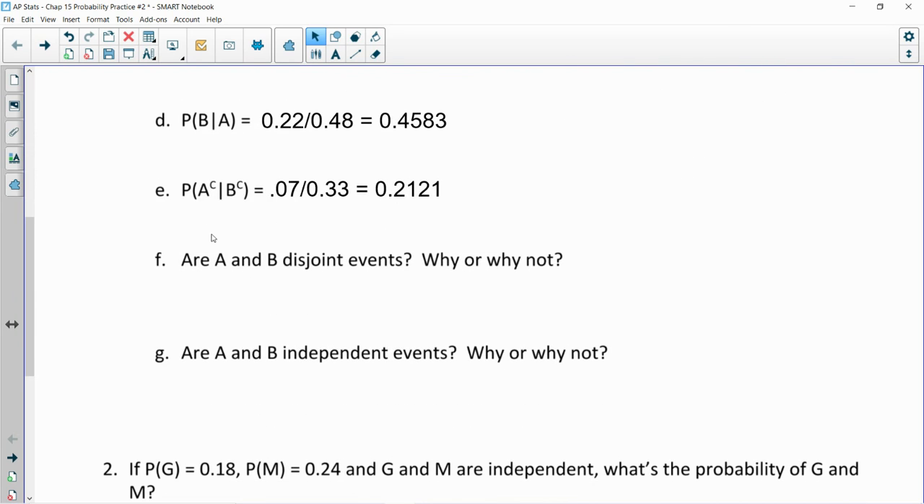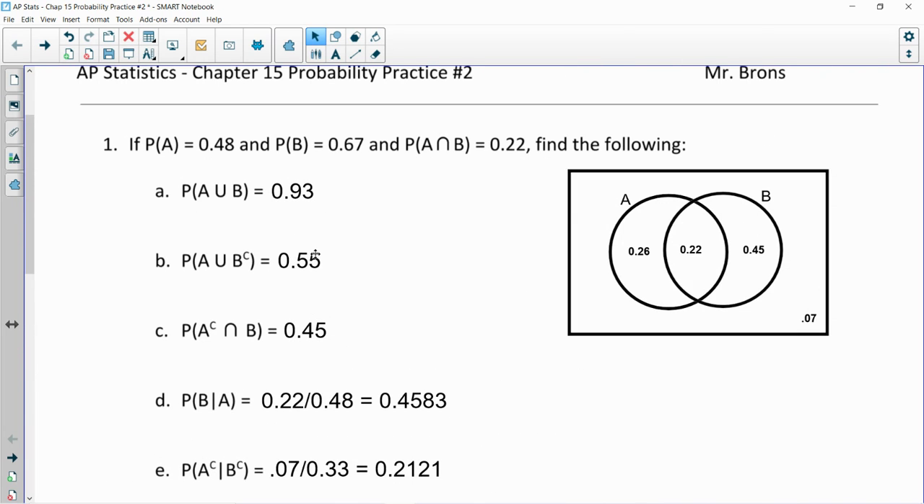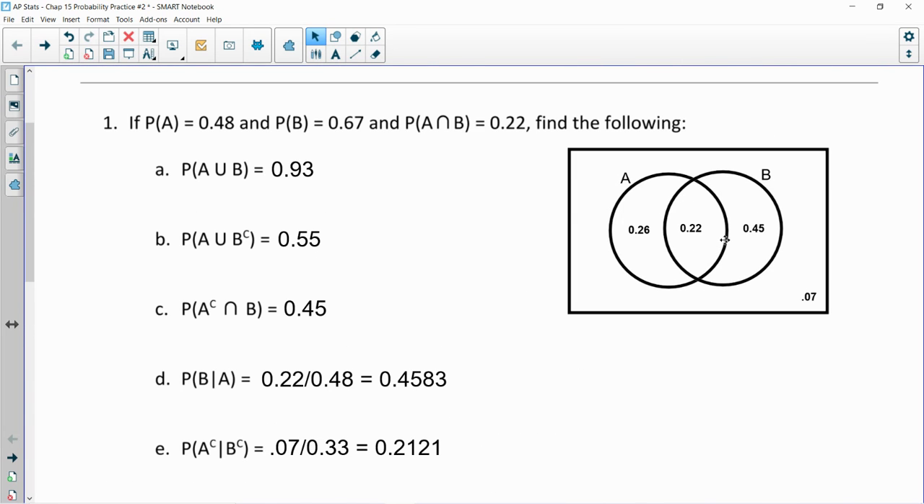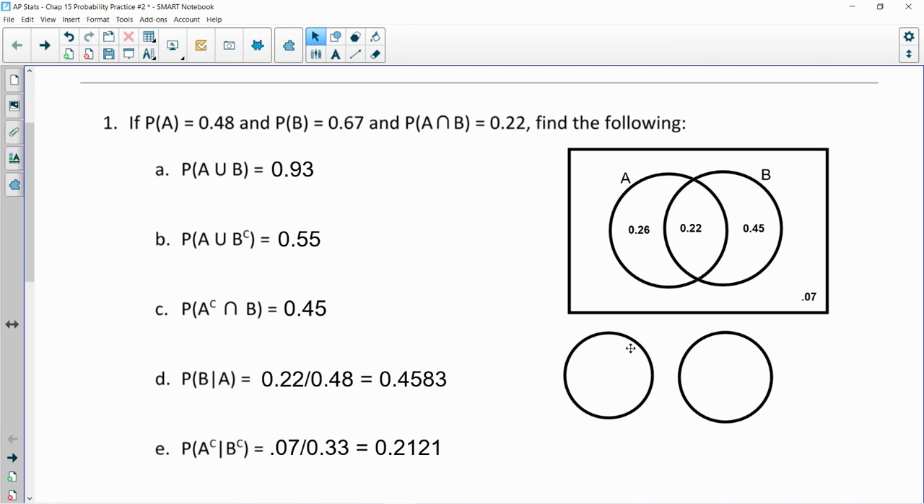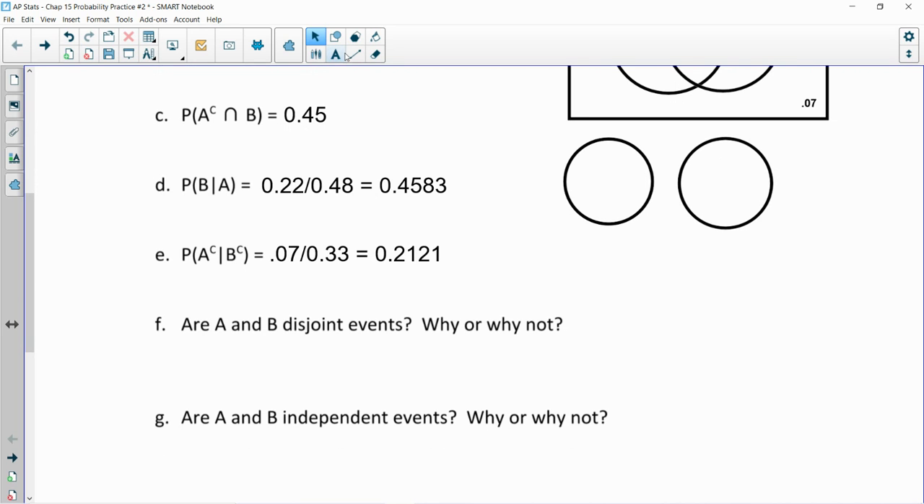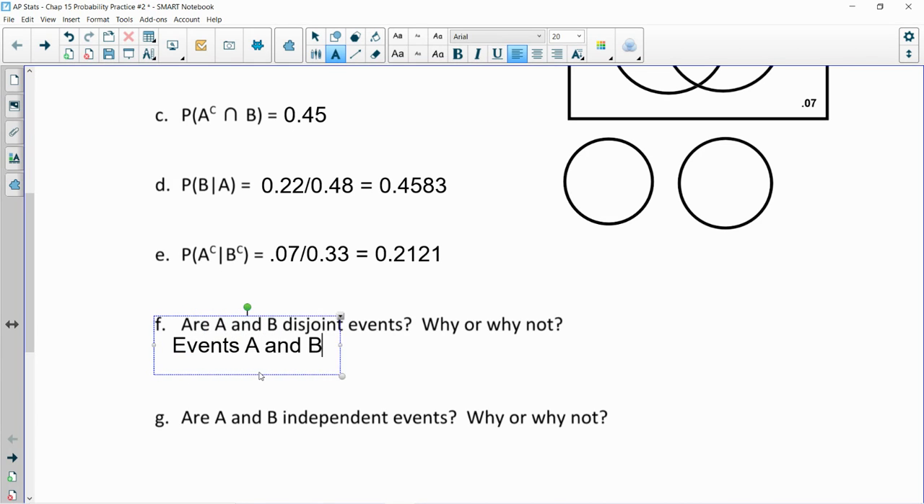All right, that said, are A and B disjoint events? Disjoint means they are completely separate from one another, which would mean the Venn diagram would have 2 circles, much like this, that don't have any points of intersection. This is what disjoint looks like. This is not disjoint. They have something in common. There it is right in the middle. So we can say events A and B are not disjoint.